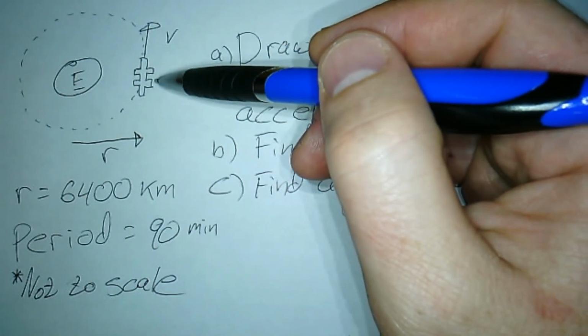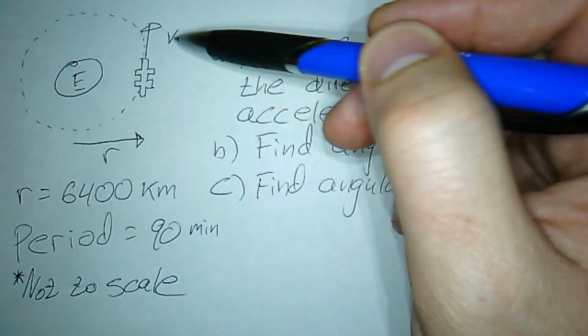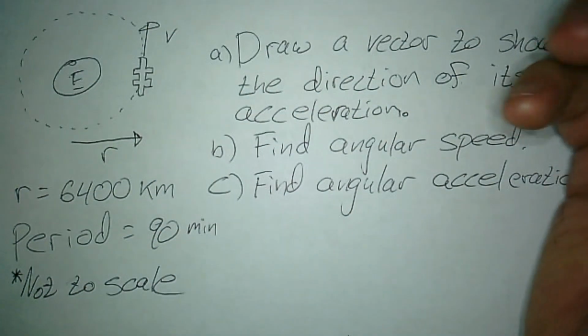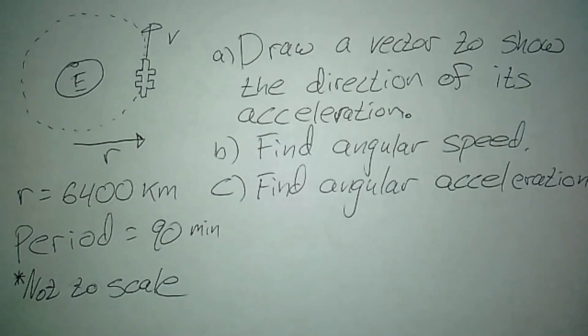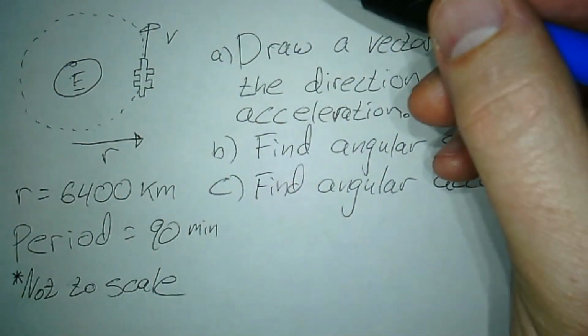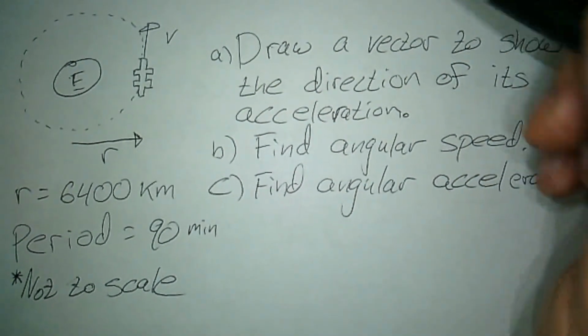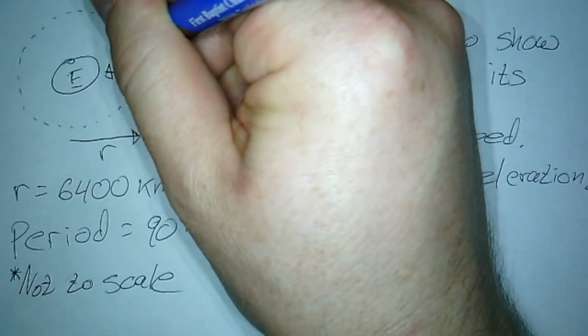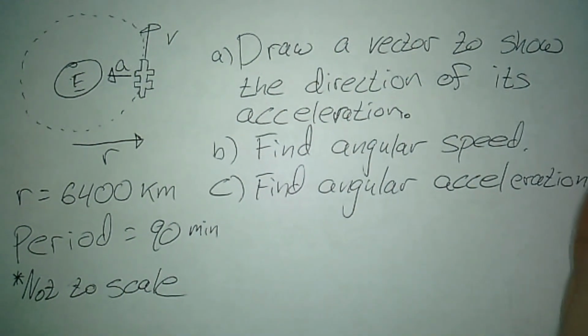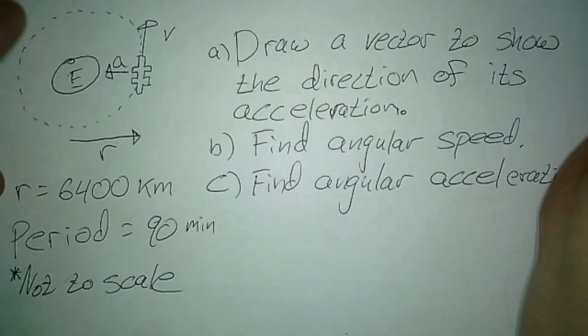Well, it's in space, it's orbiting the Earth, so the gravity from the Earth is the only thing acting on it. So the acceleration has to be in the direction of the force. And also we know it's a circular orbit, so that means the acceleration always points towards the center of the circle. So both of those check out for the arrow pointing directly to the left, towards the center of the Earth. And we'll call that A for acceleration.